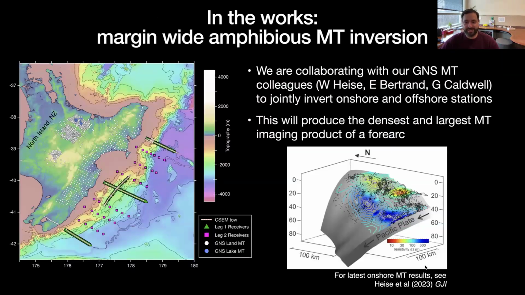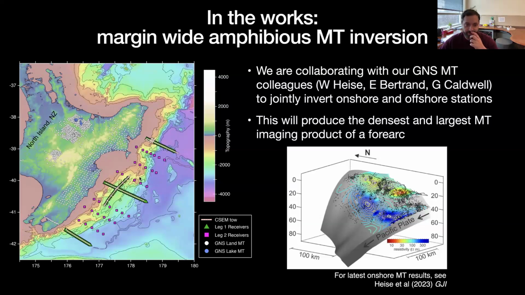Okay, and I already said this, but I just wanted to highlight, if you want to see the latest from the onshore results, they have a really nice 3D model incorporating a large fraction of this onshore data set. I encourage you to read the paper by Wiebke Heiss that came out in GJI late last year. And Christine and I are working with our GNS colleagues to jointly invert this.